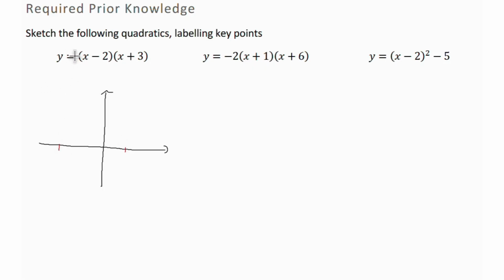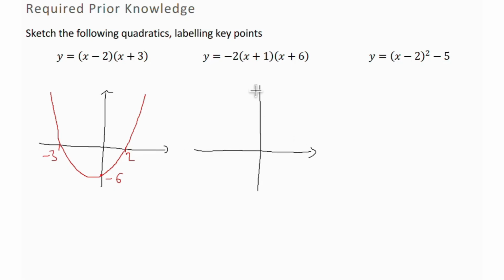It's a positive quadratic, so it's going to have our classic U shape of a quadratic. It's going to go something like that. Labeling the points 2, -3, and labeling the y-intercept as well. When x is 0, we get -2 times 3, so that's going to be at -6.